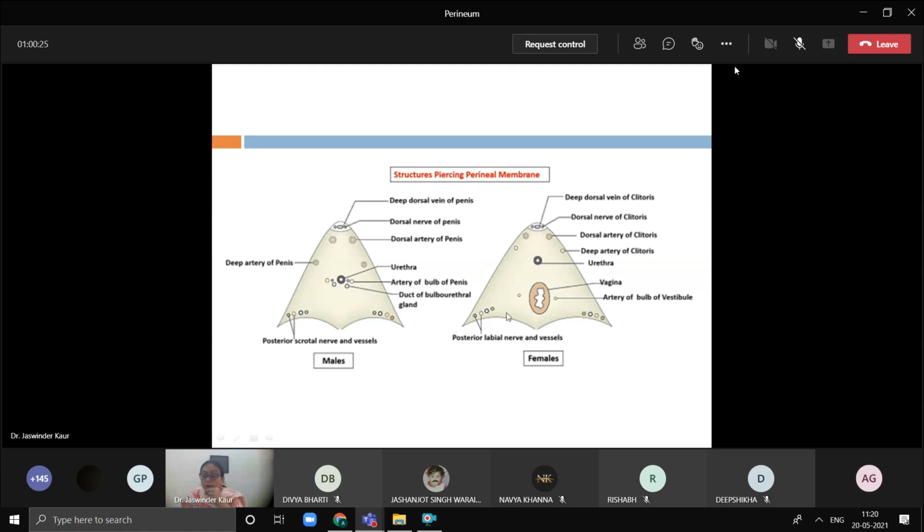In relation with the posterior border, there are the posterior scrotal nerves and vessels in case of male, posterior labial nerves and vessels in case of female. So these are very, very important structures piercing the perineal membrane. In today's lecture, you have to draw this diagram, structures piercing the perineal membrane. The rest of the diagrams I will tell you.